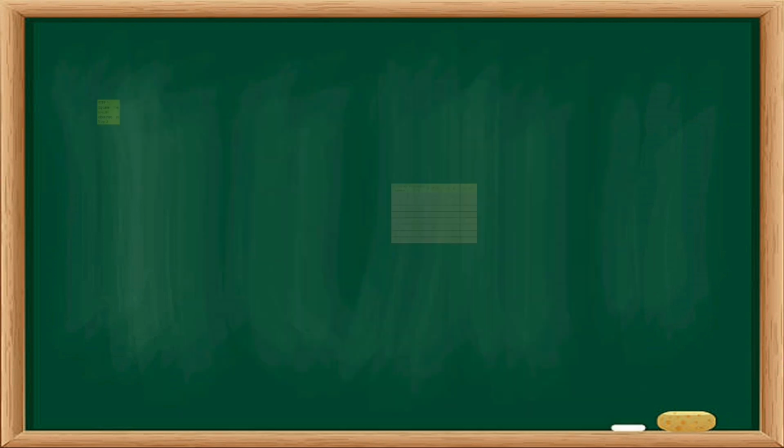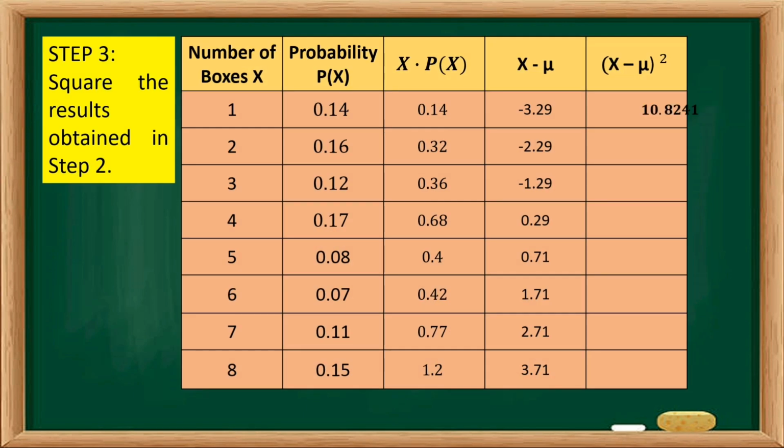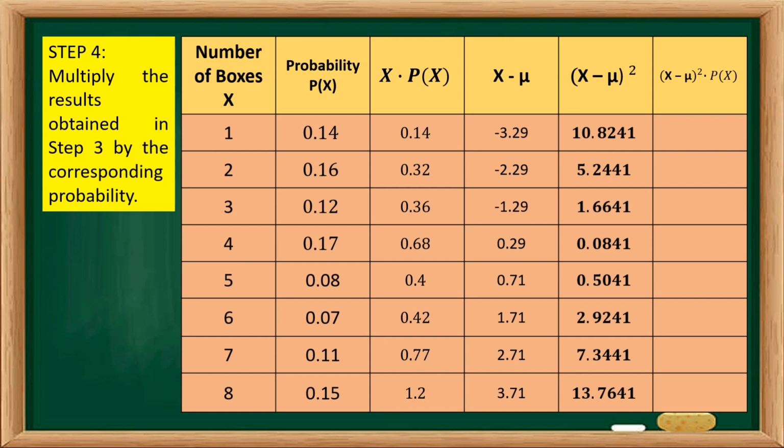Step 3. Square the results obtained in Step 2. To get 10.8241, next, 5.2441, 1.6641, 0.0841, 0.5041, 2.9241, 7.3441, and 13.7641.